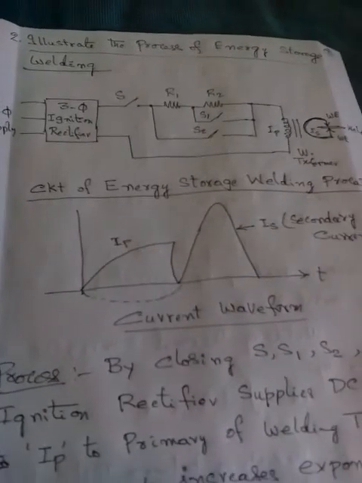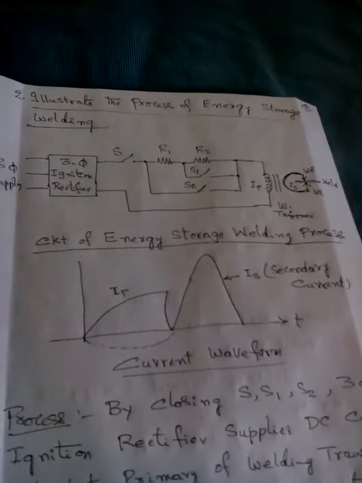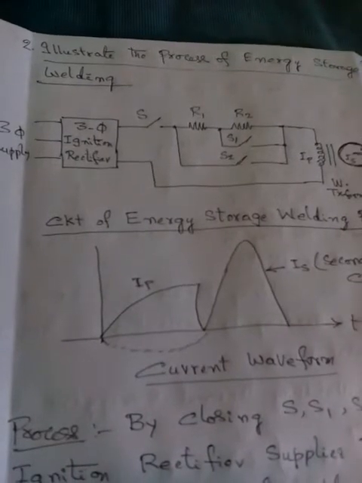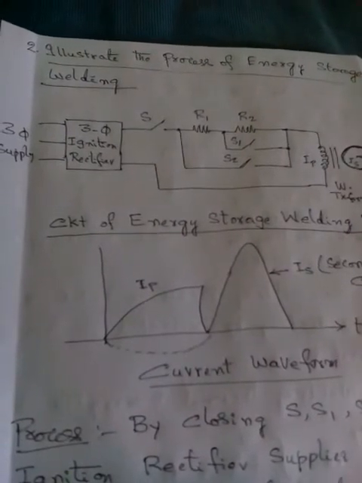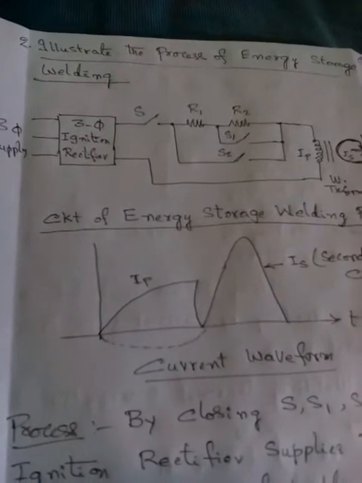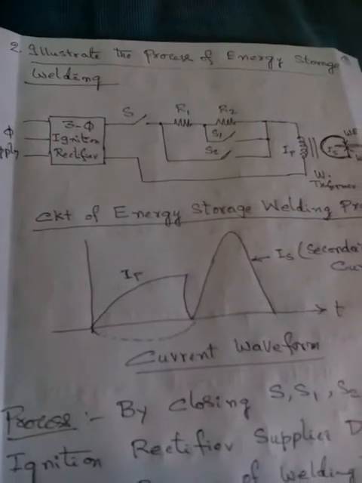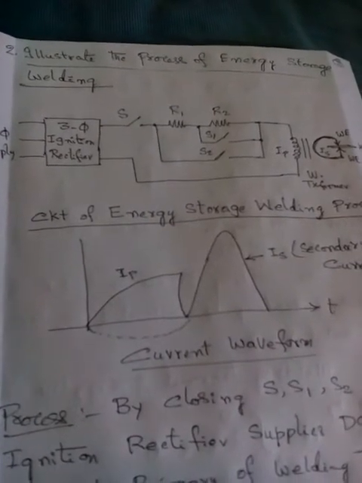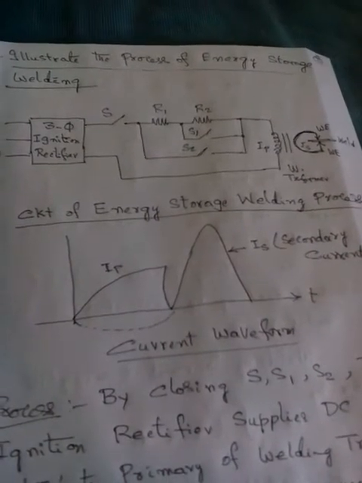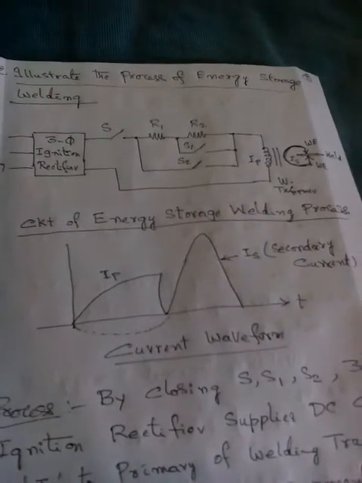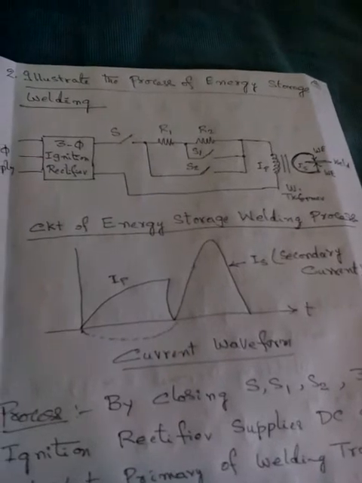So here is a circuit of the energy storage welding process. It consists of a three-phase supply, a three-phase ignition rectifier, and three switches S, S1, S2, where S is the main switch, along with R1 and R2. There is a welding transformer, primary current IP and secondary current IS, welding electrodes, and of course welding sheets. That is the circuit diagram of the energy storage welding process.